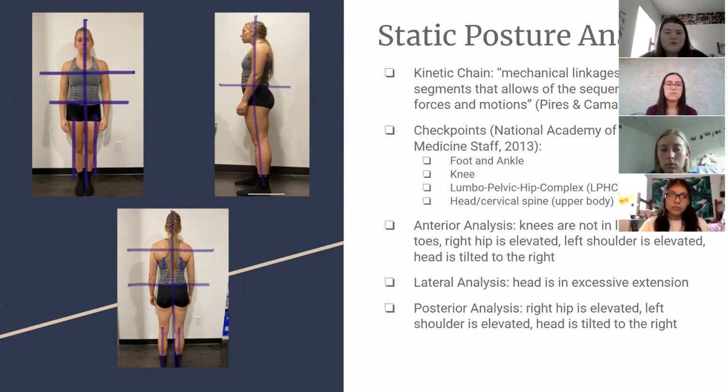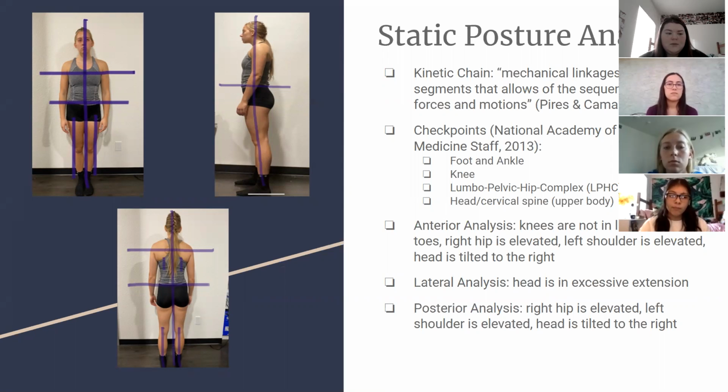And so the checkpoints for the kinetic chain that we see here is the foot and ankle, and then the knee, and then up to the lumbopelvic hip complex, which is the LPHC. And then we're also looking at the head and cervical spine or the upper body.